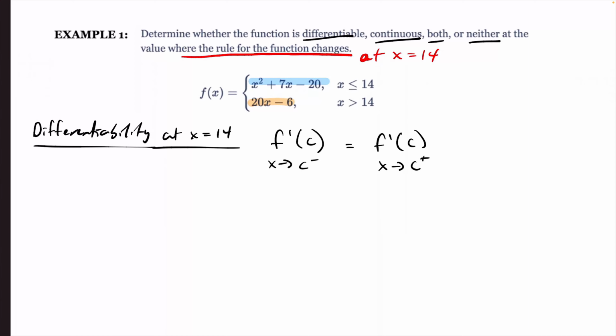So the first thing I need to do, I see tick marks there, right? Primes. That means derivative, right? So I have to find the derivative of the blue and I have to find the derivative of the orange. All right? That's the first thing. So I'm going to rewrite this, but for f prime now.